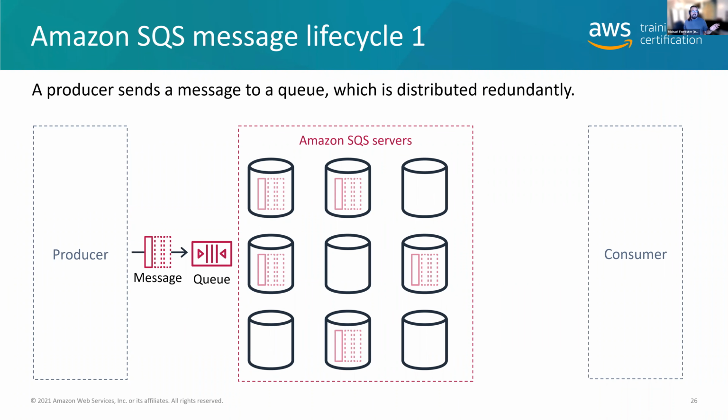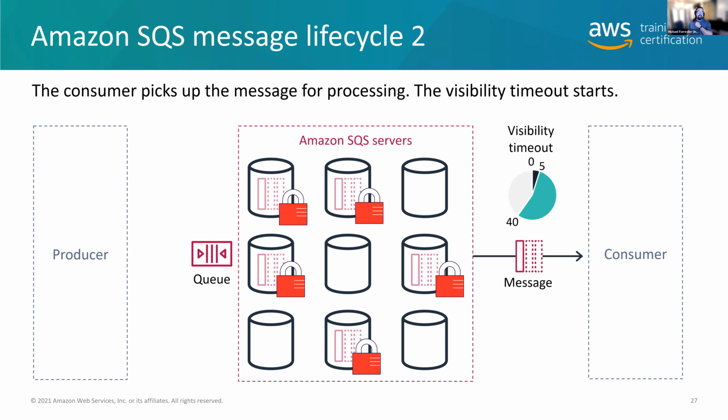What happens is that this message gets replicated so it's not lost. So if a server fails, you're not going to lose the message, right? Now, what happens is that the consumer on the back end comes and says, hey, SQS, do you have a message for me?